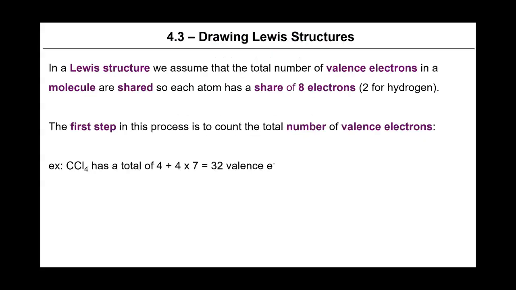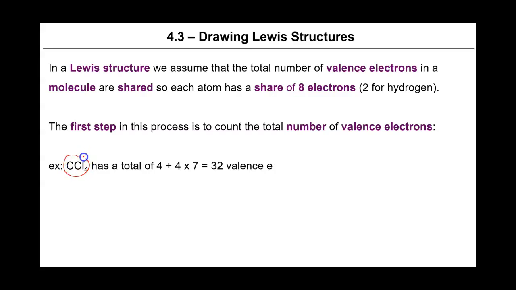So when we draw a Lewis structure, what we are assuming is that the total number of valence electrons in a molecule are shared in such a way that each atom has a share of 8 electrons, or if it's hydrogen, that it has a share of 2 electrons. So the first step in our systematic procedure for drawing a Lewis structure is to count up the total number of valence electrons that we have to form all of the bonds and complete all of the atoms' octets.